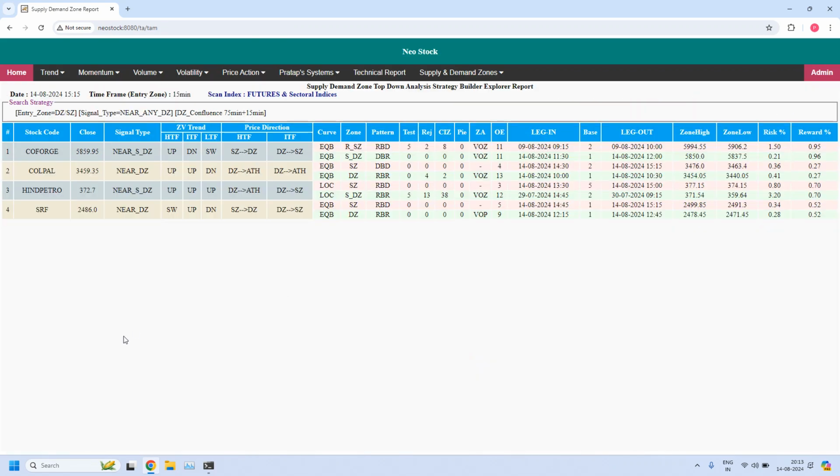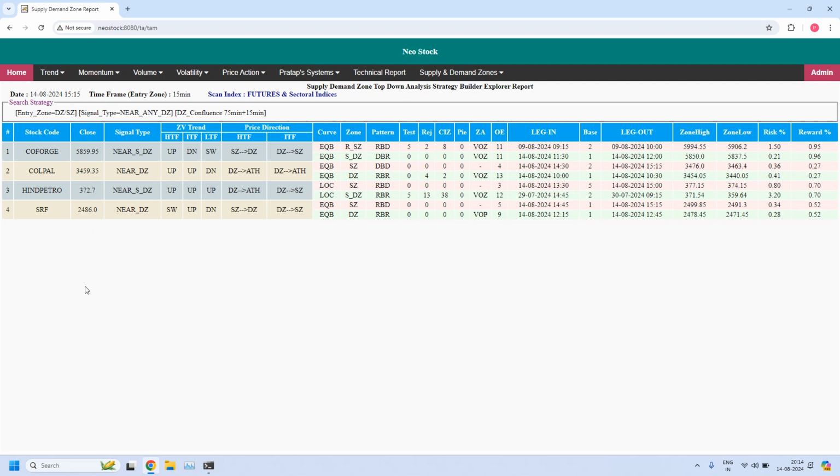Now the list has come down to 4. All these 4 demand zones are having confluence with 75 minute zone. And some of these, see, Hindustan Petroleum is a high liquidity zone already tested 5 times, 13 rejections. So it is, see here, this is also a high liquidity zone and also having confluence with 75 minutes time frame.